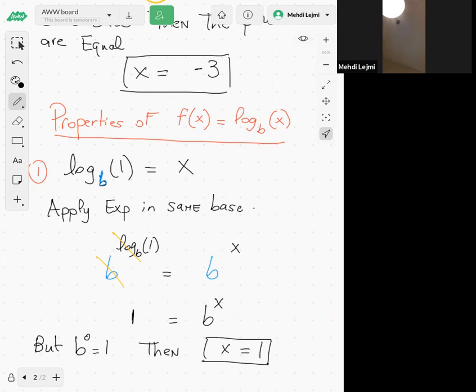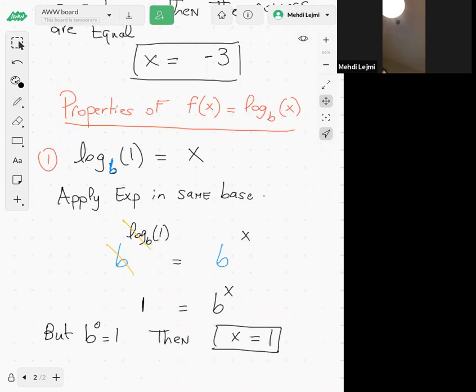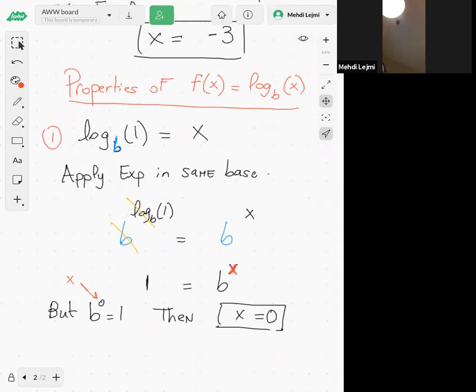Sorry, then x is 0, of course, because b to the 0 is equal to 1. So x is 0 here. So the first property of the log is that log of 1 in any base is 0.